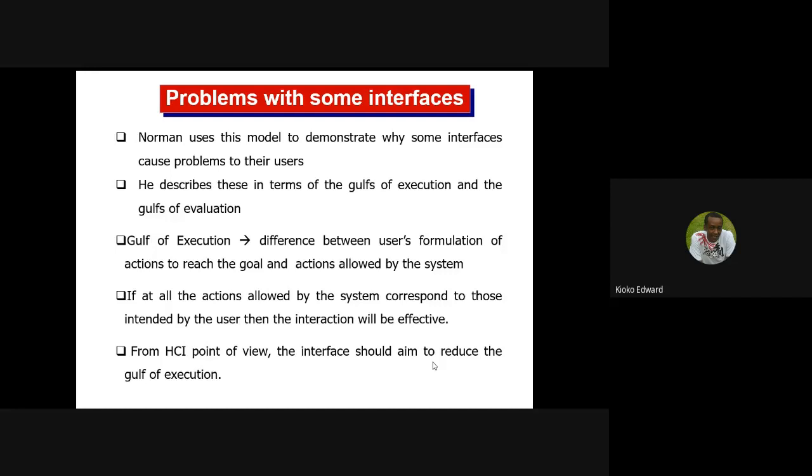From a human-computer interface point of view, an interface should be able to reduce the gulf of execution. The wider the gulf of execution, the more problems the user will have when communicating with the system. So as much as possible, when creating systems, we want to reduce the gulf of execution so that the actions the user has formulated can map correctly to the actions allowed by the system.